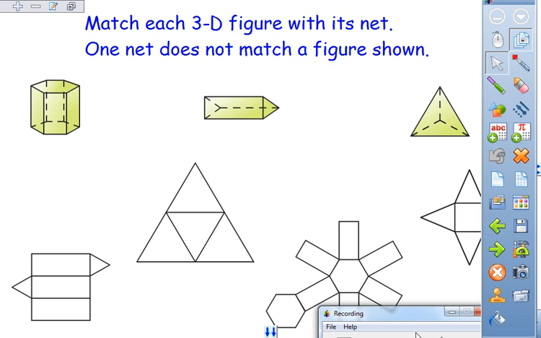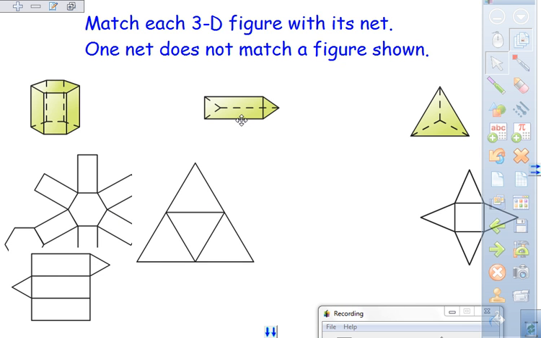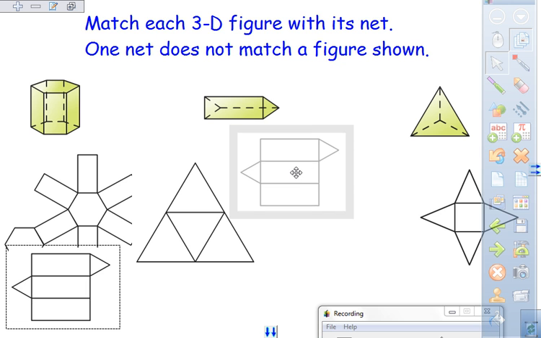Match each of the 3D figures with its net. One net does not match a figure shown. So the first picture is a hexagonal prism. So that would have to be this one. That's the only one that has hexagons on it. The second object is a triangular prism, and that matches with this.